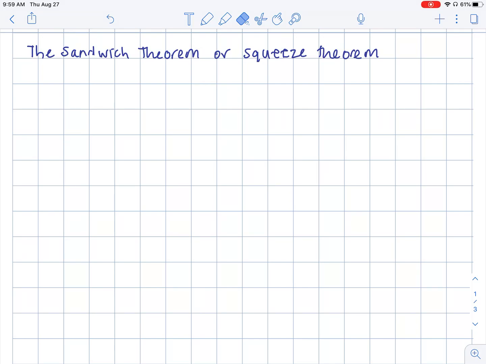Hi, today we're going to be talking about the sandwich theorem or the squeeze theorem. As I'm talking, go ahead and title your notes, sandwich theorem or squeeze theorem.